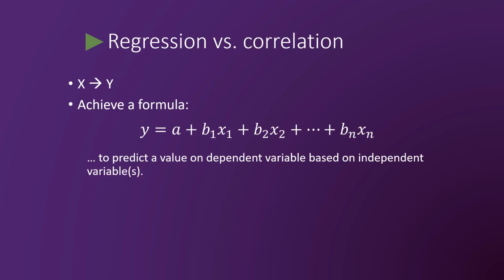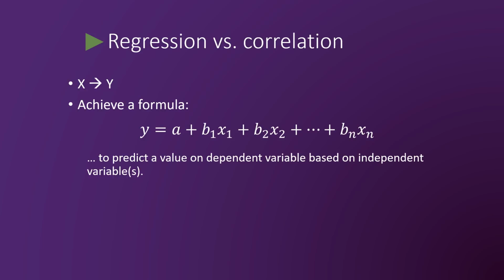And another thing that we can do with regression analysis is that we can achieve a formula. We talked about y equals a plus b times x, so the first part of the formula that you see here. And all we're doing now is basically adding more terms to it that are also, say, b times x, and b times x plus b times x plus b times x. And there is a plus b times x for every independent variable that we are adding.